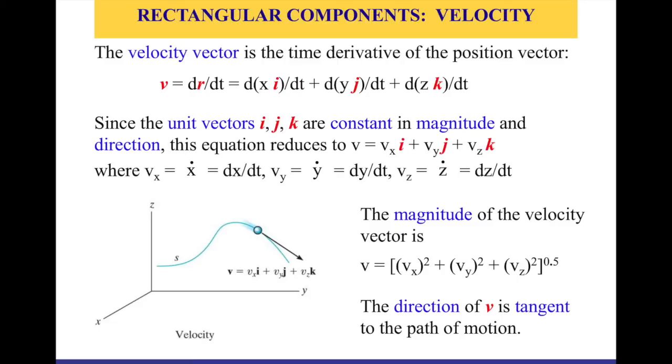The magnitude, similar to the position, is the square root of the vx component squared plus the vy component squared plus the vz component squared. The direction of v is always tangent to the path, and we can find it using the unit vector u of v, which is v divided by the magnitude of v. That's your direction, but we want to keep in mind that it is always tangential to the path. So this is about velocity.